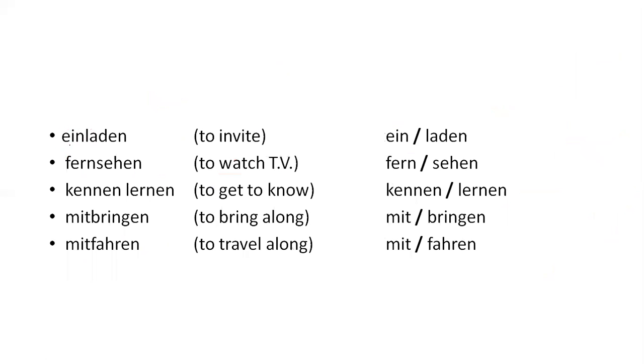Similarly here, next is einladen. Now I am sure you will be able to identify what the prefix is here. Ein is the prefix and laden is the verb. And then fernsehen, fern is the prefix here, and sehen is an irregular verb, right? Similarly here, kennenlernen is to get to know someone. Then kennen is a prefix. Similarly here, mitfahren. Now mit is a prefix and fahren is an irregular verb, right?